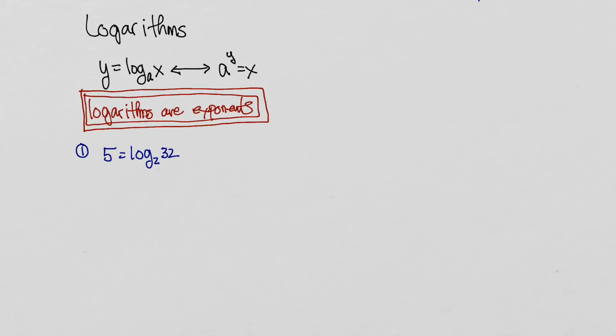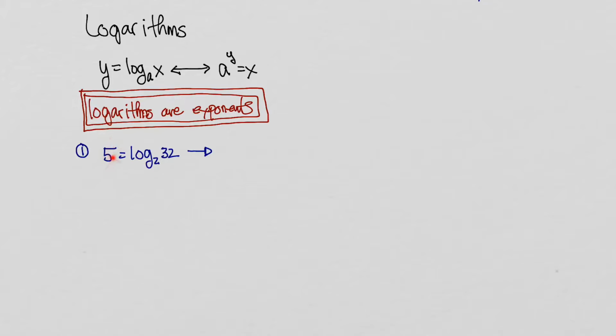Let's start with this one. 5 is equal to the logarithm base 2 of 32. Or, the logarithm base 2 of 32 is 5. Now, let's convert this from this logarithmic form to exponential form. We'll do that by using this fact here. Logarithms are exponents. So look what we have here. The logarithm is 5, but logarithms are exponents.